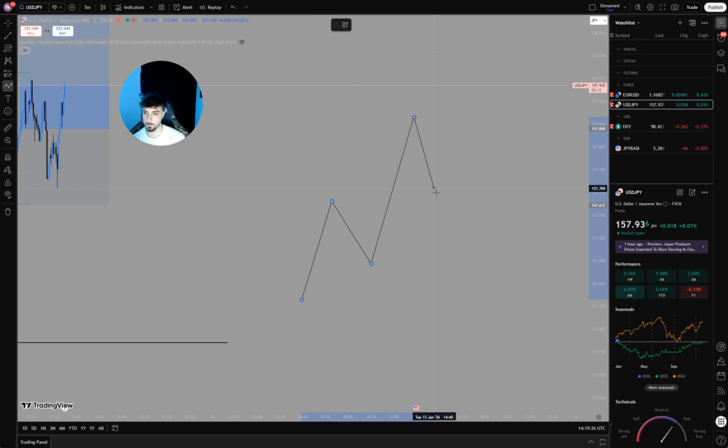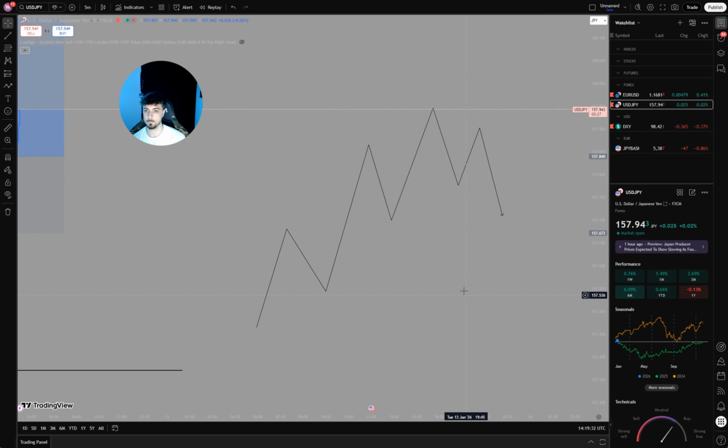So, uptrend, we can see, is this a break of structure? I'll give you 3 seconds. Okay, I'm going to give you a few examples now. Is this a break of structure with this low here? 3, 2, 1. No. Why?